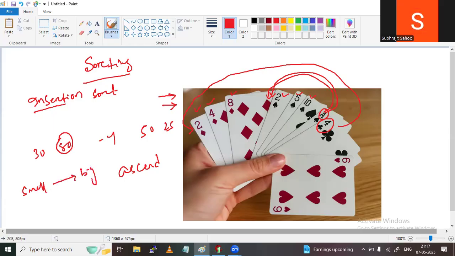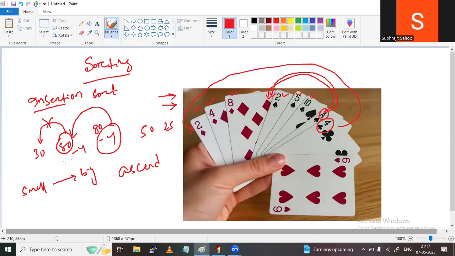Suppose 80 is a big number. I will check the 80 with the left side number. Is it required to insert in the place of 30? Not required. Then I will take -4. Is it required to insert in place of 80? Yes, it is required because -4 is a lesser number. So it will be exchanged, swapped here. 80 will come to this position and -4 will come to this position.